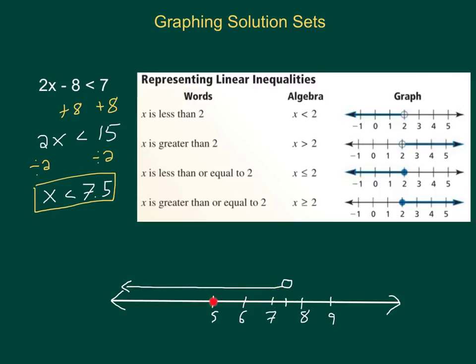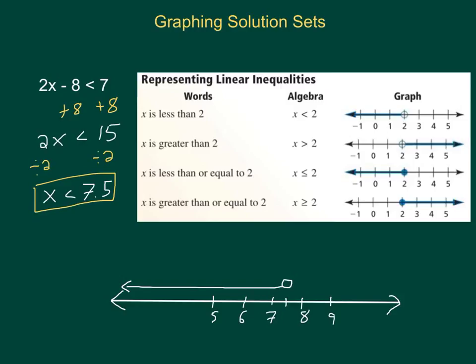7, 6, 5, 5.5, 4.9999, pi, 0, negative numbers. All of these. Not 7.5 because the circle's open. Nothing bigger because there's no arrow. I've drawn this above the number line. You can see in the diagram here, you should take a look to see the descriptions of all of those.